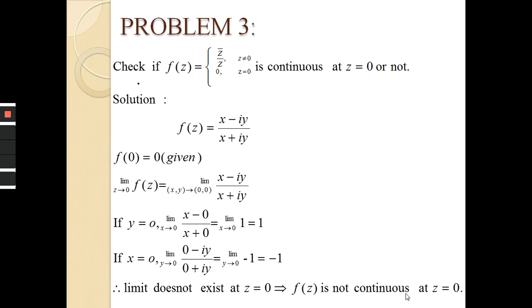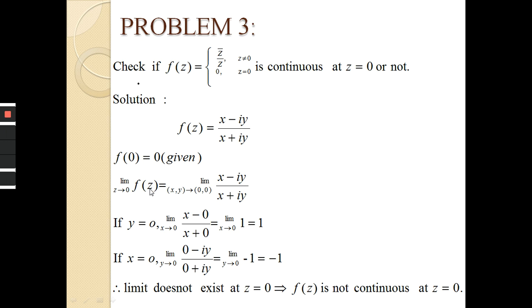Third problem for continuous functions. Check if f(z) equals z bar by z, z not equal to 0, and f(z) equals 0 at z equal to 0, is continuous at z equal to 0 or not. First, we write f(z) in Cartesian form. So we get f(z) equals (x minus iy) by (x plus iy). From the problem, we get f(z) equals 0 at z equal to 0. Therefore, f(0) equals 0.